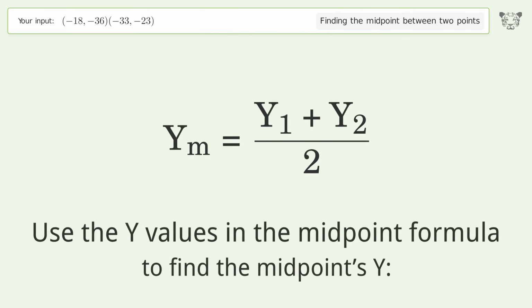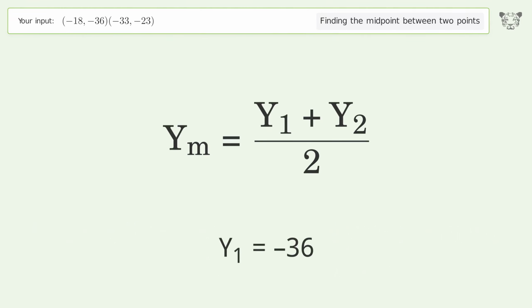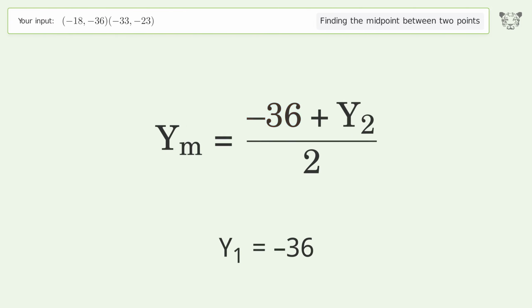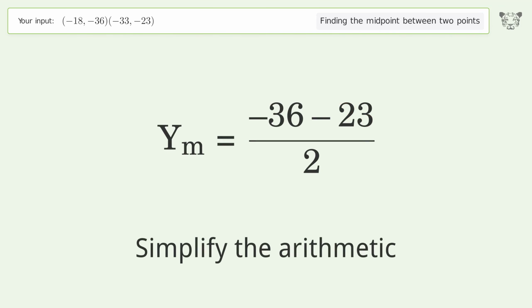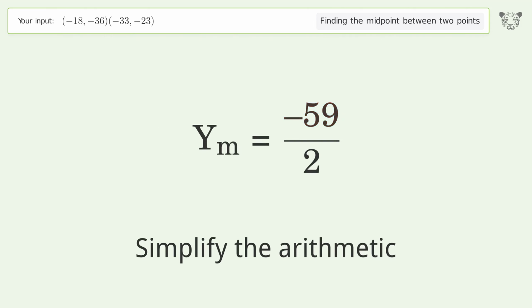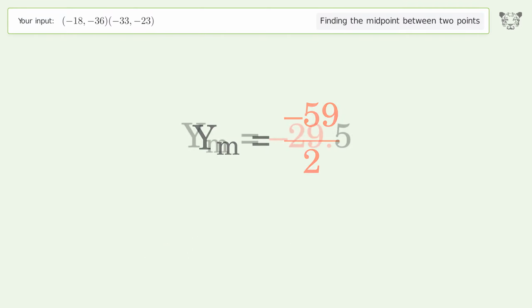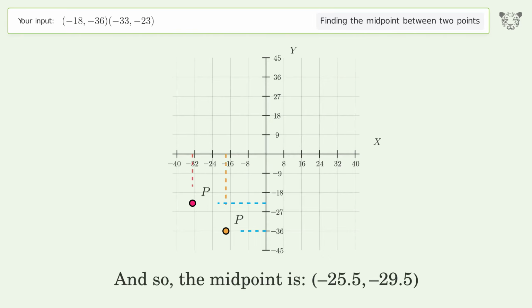Use the y values in the midpoint formula to find the midpoint's y. y1 equals negative 36. y2 equals negative 23. Simplify the arithmetic. And so, the midpoint is negative 25.5, negative 29.5.